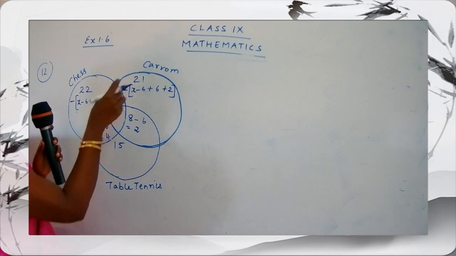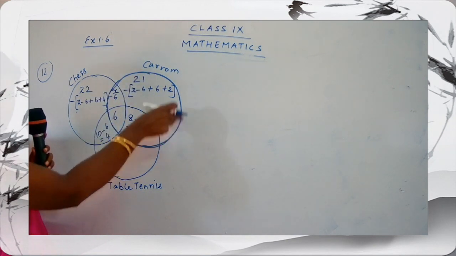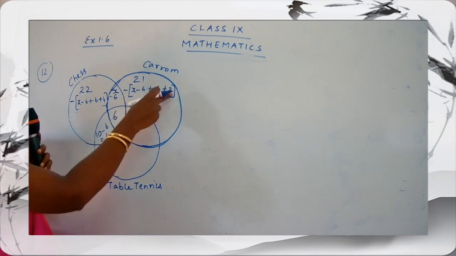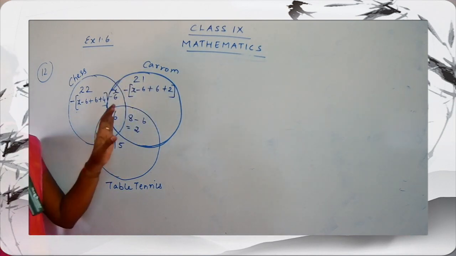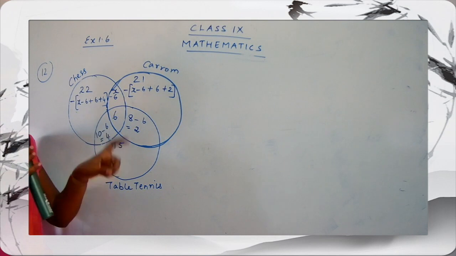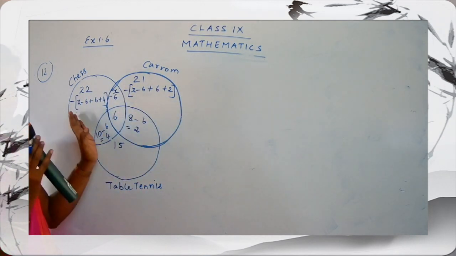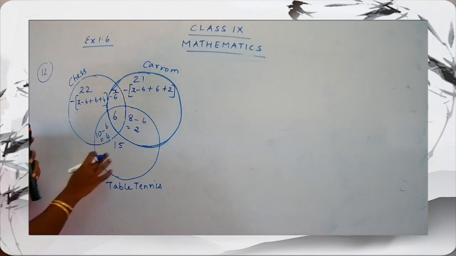So 21 minus, what are you going to subtract from here? You have to just consider this area, the circle. So x minus 6 plus 6 plus 2. Just do not go for the calculation, you people will have a confusion. I'll be doing the calculation out in the rough part first and then I'll write the answers over here. Okay children?